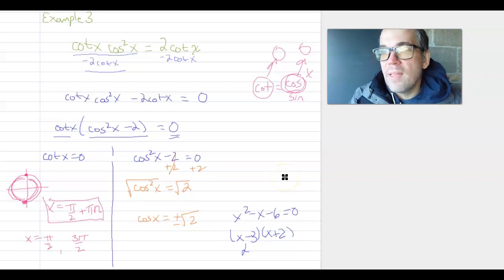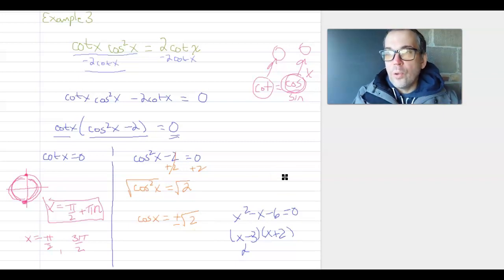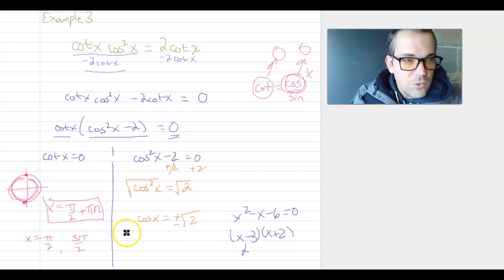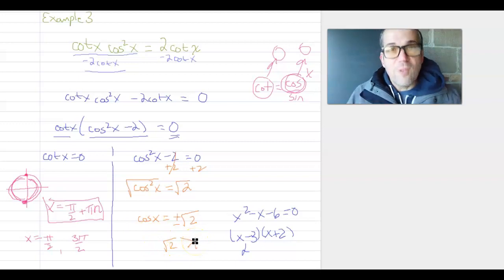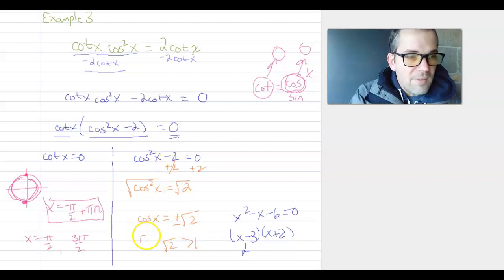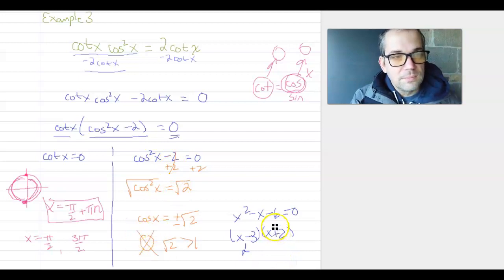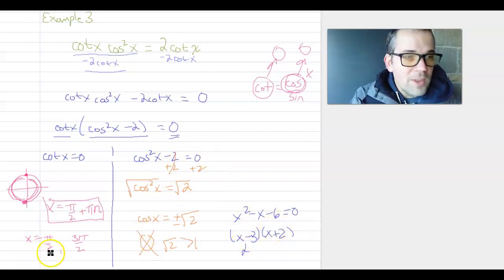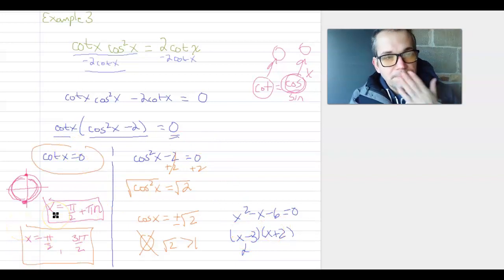Now listen, I'm not like a human calculator, but I know the square root of 2 is definitely more than 1. It's like 1.4 something, right? But the point is, cosine is never equal to square root of 2. Like, never. Root 2 is definitely more than 1, and the biggest thing cosine could ever be is 1. So this ends up having absolutely no solution at all. Boo. So it turns out that our only answer is what we got from this side of things, which was pi over 2 and 3 pi over 2.